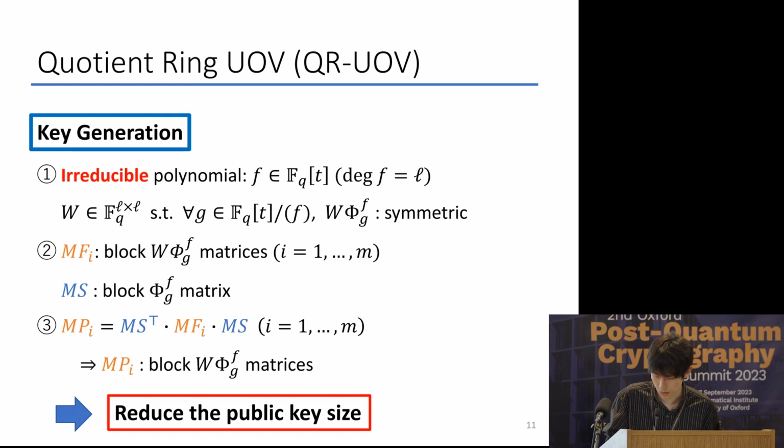And in the second step, we take the secret key matrices MFI as block W phi matrices and MS as a block phi matrix. And finally, the public key matrices MPI are computed by MS transpose times MFI times MS. And then this resulting MPI is block W phi matrices. And so we can reduce the public key size from the structure of phi.